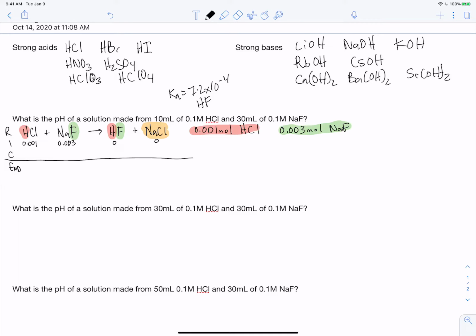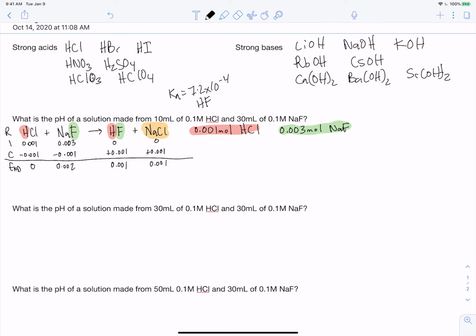And so the change in this, we're going to follow a similar logic as last time. We just need to subtract. These things react in a 1-to-1 ratio, so whatever the smaller number is, we're just going to subtract that from both things on this side. So we have minus 0.001 of that, minus 0.001 of that, and we're going to gain 0.001 of HF and 0.001 of sodium chloride. And so at the end of the reaction, I've been careful here to write end and not equilibrium. We have 0 HCl, we have 0.002 moles of sodium fluoride, and we have 0.001 moles of hydrofluoric acid. And we also have 0.001 moles of NaCl.